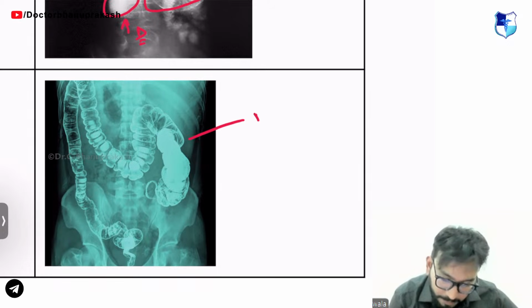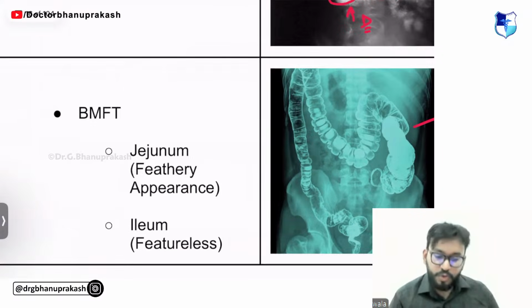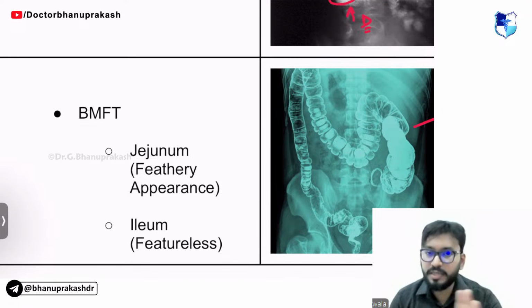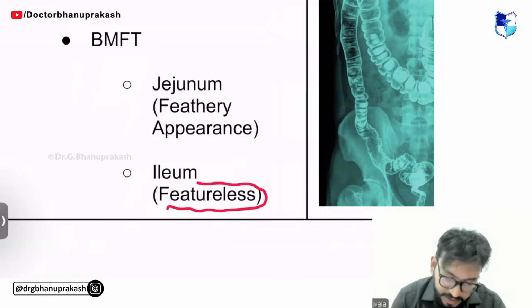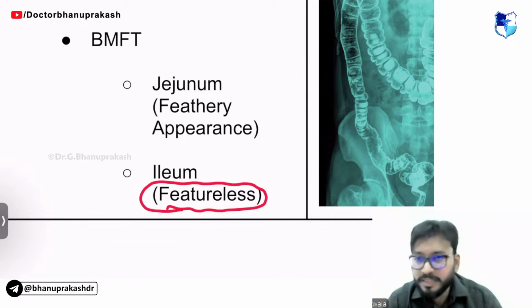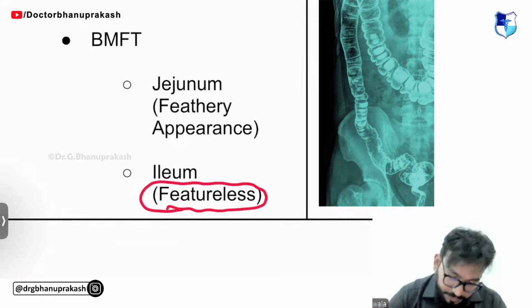This is a BMFT, guys, a barium meal follow through. It will show you the jejunum and ileum. This question was also asked, guys: which of them is featureless? It means it doesn't show any features, and that is the ileum. The jejunum has a feathery appearance. Ileum is featureless. Please remember, this is a PYQ.